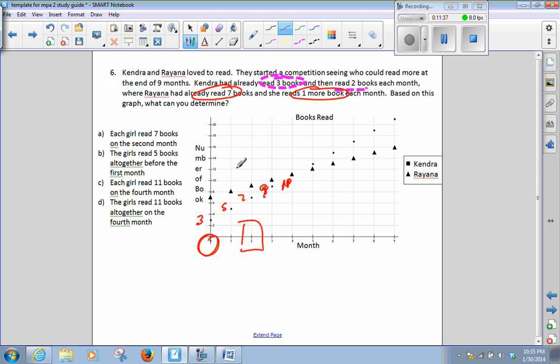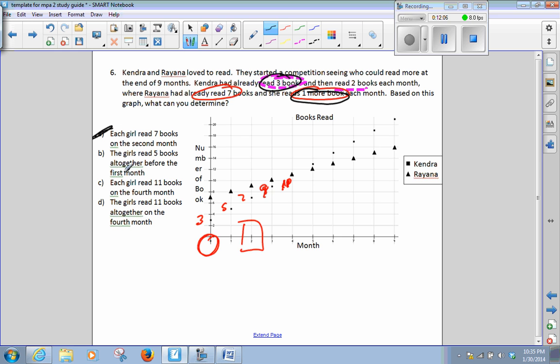And same thing for Rihanna. These little triangles don't represent how much she read every month. They represent her total amount. So each girl read 7 books on the second month. Well, on month 2, no, because every single month Kendra reads 2, and then every single month Rihanna reads 1. So there's never a month where the girls read 7 books. Now they read 7 total, but they didn't actually read 7 books on the second month.